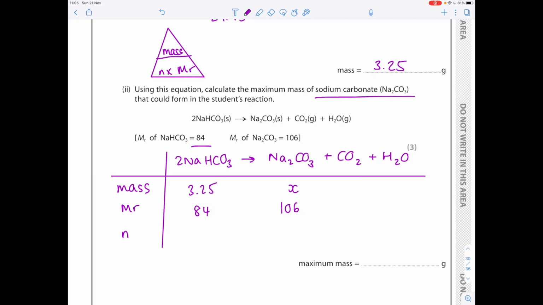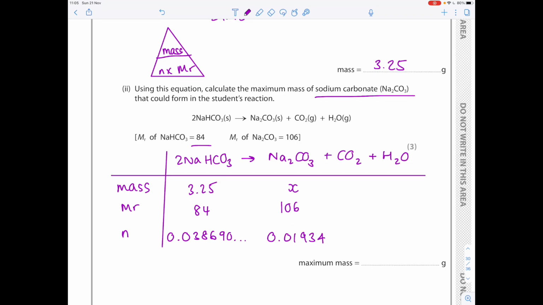So let's do that for sodium hydrogen carbonate first of all. So that's 3.25 divided by 84 to get this long number. Then check the mole connection. It's 2 to 1, which means we need to divide that number by 2 to find the number of moles of sodium carbonate. And then finally, to find that X, that mass, we do MR times number of moles. So we do 0.01934 times 106 to get 2.05 grams.